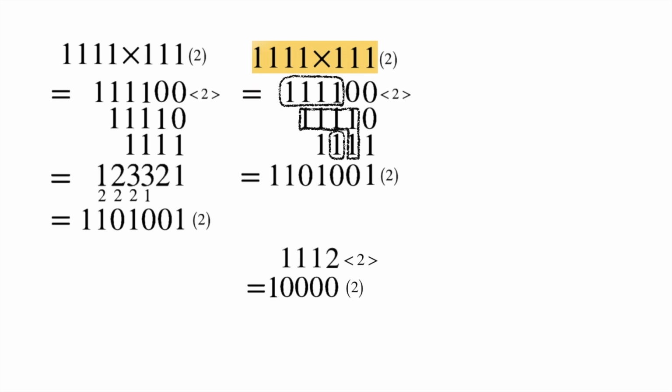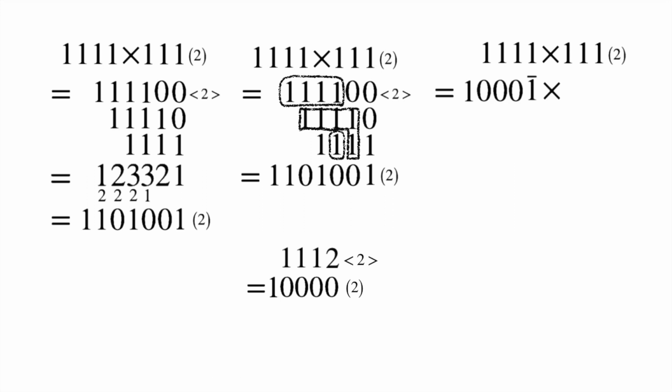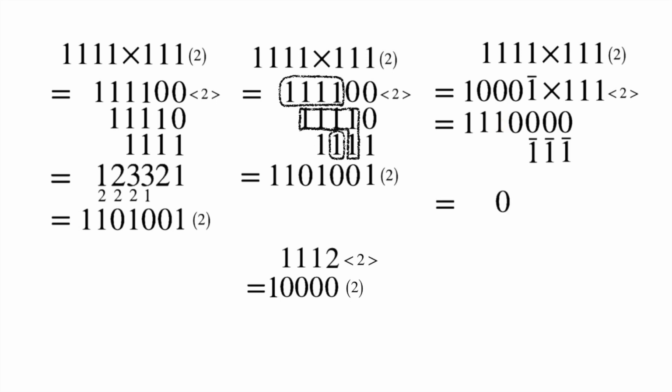I'll show you another way. All 1 is all 1 2 minus 1. Then times 1 with 4 zeros, and times negative 1. 1 down, all 1 2. And the sum.